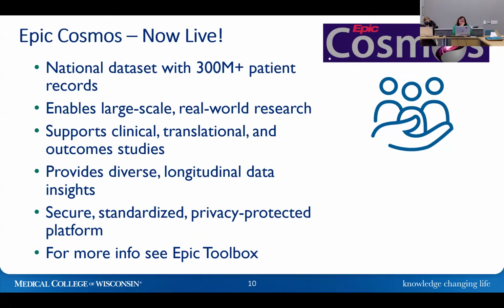I don't know if 300 million is right, but again, it allows the ability to look and do large scale real world research without the risk of any PHI involved. So this is another great opportunity to support our researchers looking at longitudinal data, looking at cohort discovery, and having it in a standardized protected space.